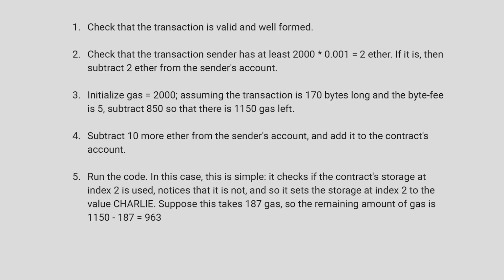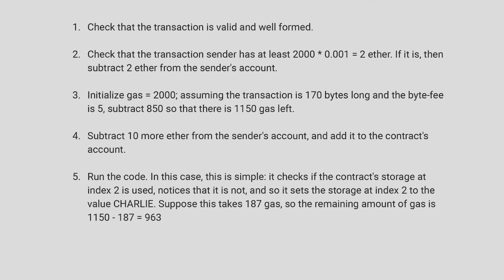1. Check that the transaction is valid and well-formed. 2. Check that the transaction sender has at least 2000 * 0.001 = 2 ether. If it is, then subtract 2 ether from the sender's account. 3. Initialize gas = 2000. Assuming the transaction is 170 bytes long and the byte-fee is 5, subtract 850 so that there is 1150 gas left. 4. Subtract 10 more ether from the sender's account, and add it to the contract's account.